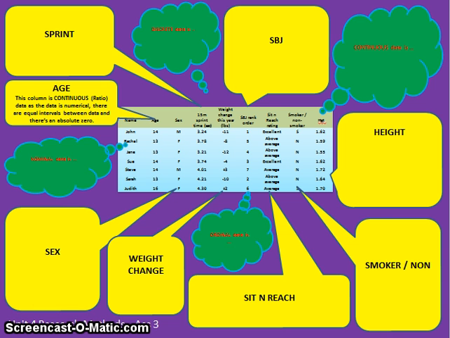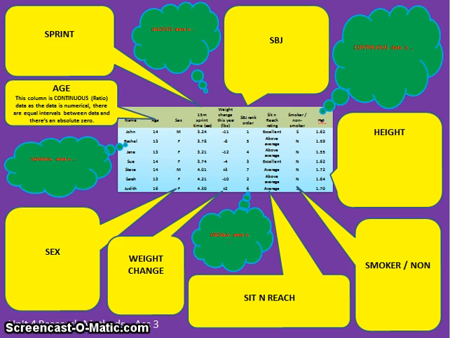Age is continuous ratio data, as the data is numerical and there are equal intervals between data, and there's an absolute 0 on age, otherwise you wouldn't be alive. Sprint is ratio data, which is continuous data. This data is numerical and has equal intervals it goes up in, so seconds and minutes, and there is an absolute 0 again.